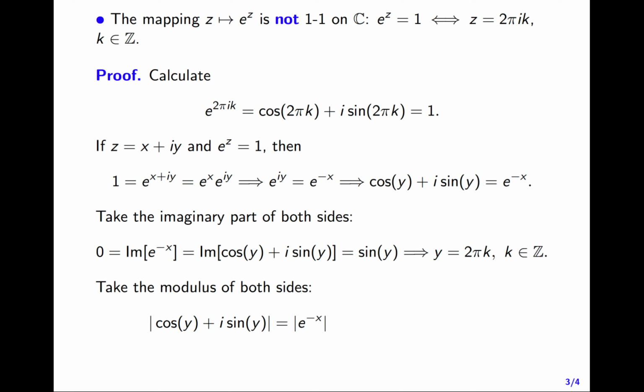What about that x? Well, if I take the modulus of both sides of that last equality above, I get the modulus of cos(y) + i sin(y) equals the modulus of e^(-x). The Pythagorean theorem tells me that the modulus of cos(y) + i sin(y) is equal to 1, and e^(-x) is a positive real number, so its modulus is e^(-x). So I get 1 = e^(-x). When does that happen when x is real? Only if x = 0. So z = x + iy is equal now to 0 + i·2πk, which is 2πik as desired. The complex exponential is not one-to-one.